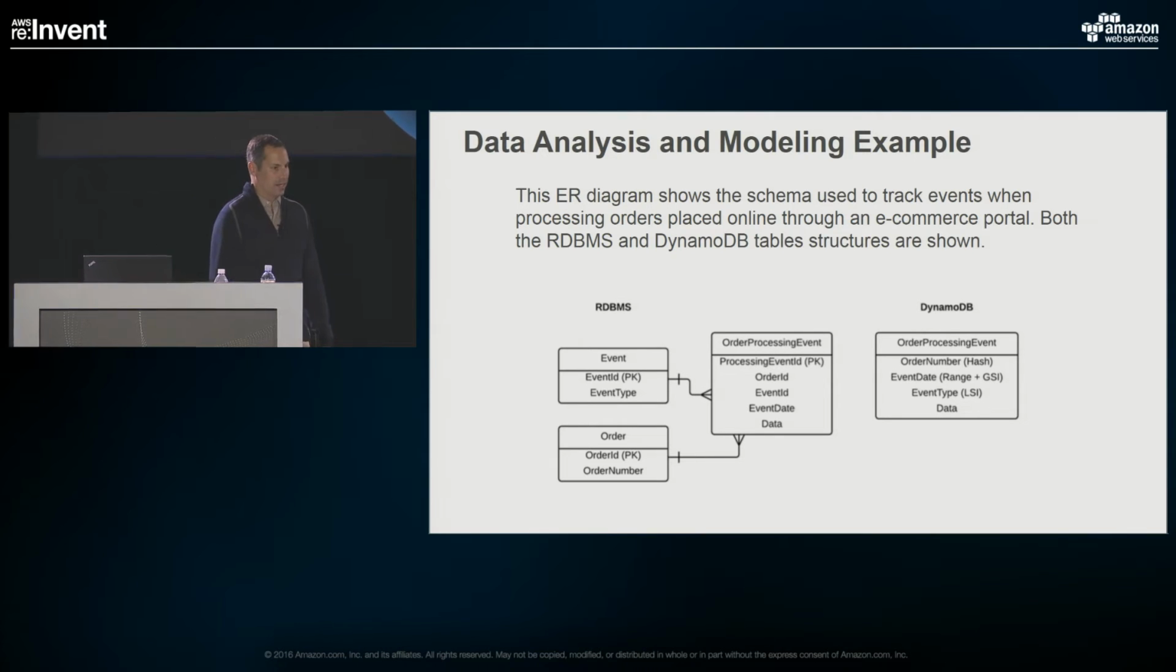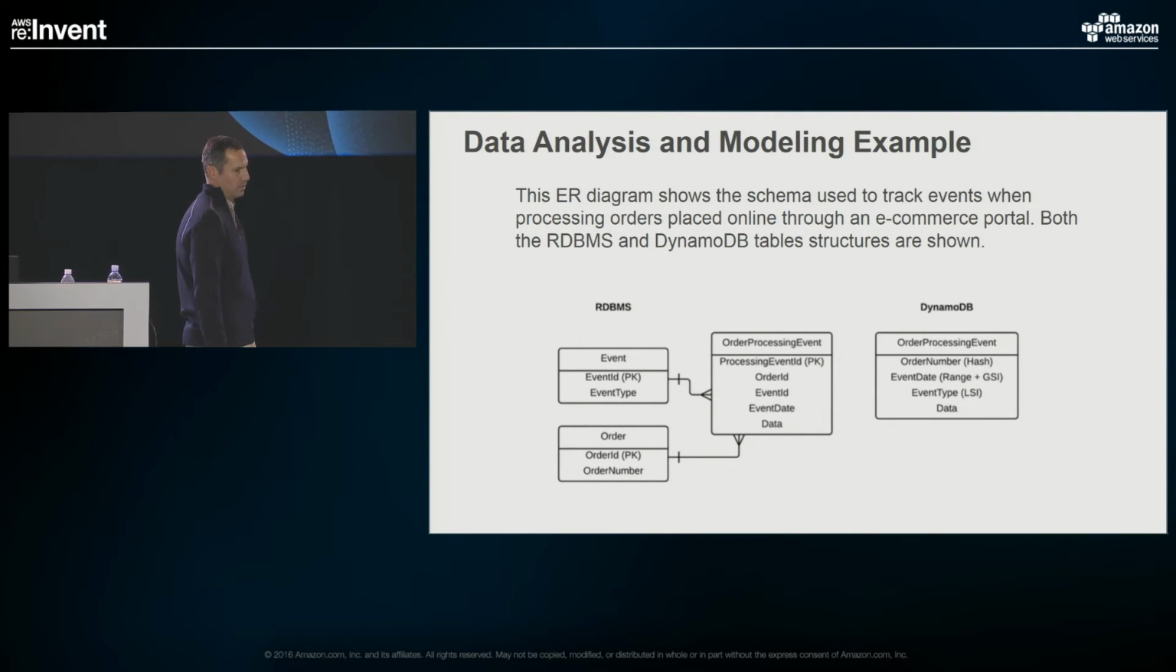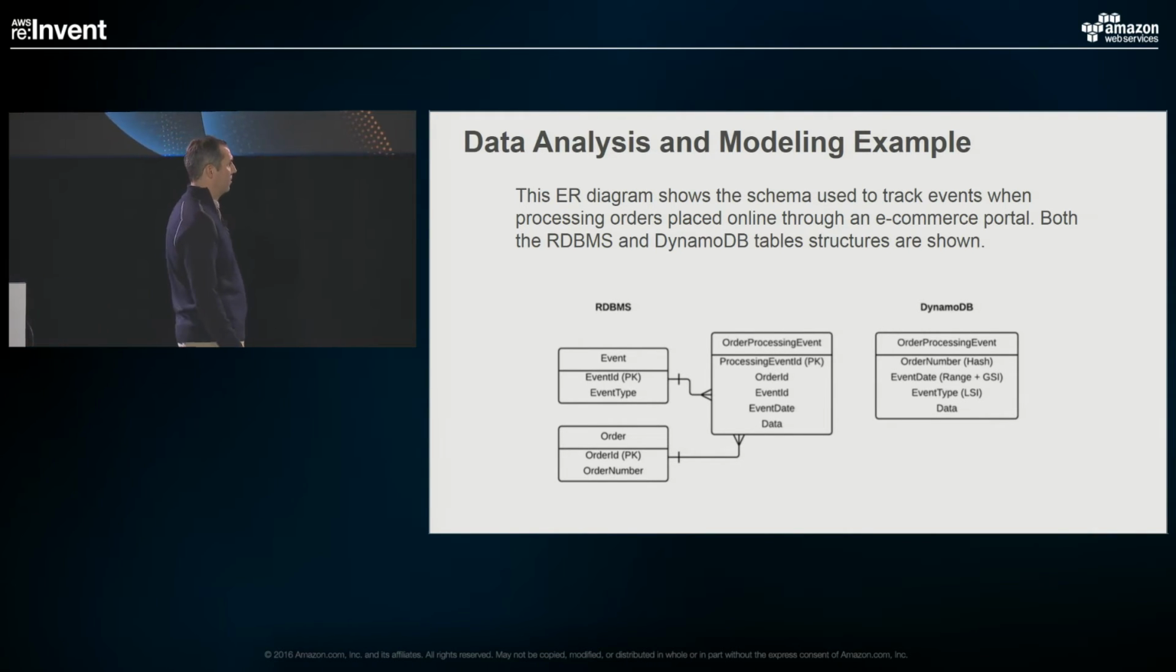Okay, so here's just a quick data analysis and modeling example. On the left-hand side, you've got the RDBMS. This is something where we might have an event, we have an order, and we have an order processing event. So maybe we're building a system that processes orders, and during the order processing workflow, we have a number of events that are generated. And so we have a table that maps orders to events, the time that it occurred, and the payload of the event.